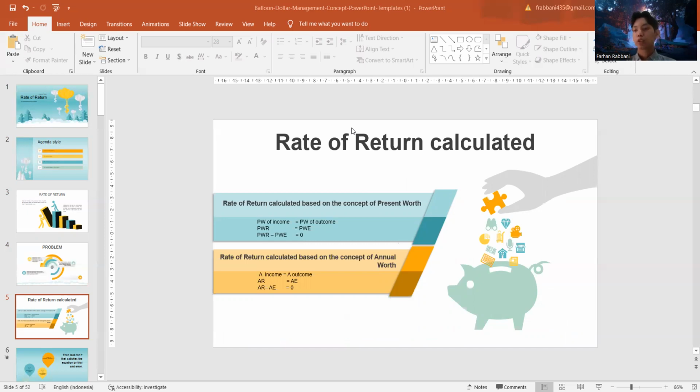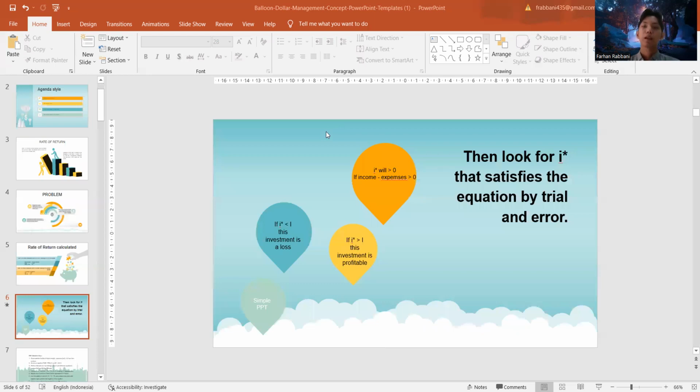Rate of return can be calculated based on the concept of present worth or annual worth, namely by the equation: present worth of income is equal to present worth of outcome, or annual income is equal to annual outcome. Then look for the i or ROR that satisfies the equation by trial and error.